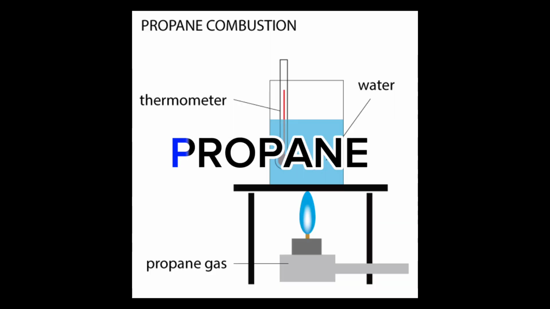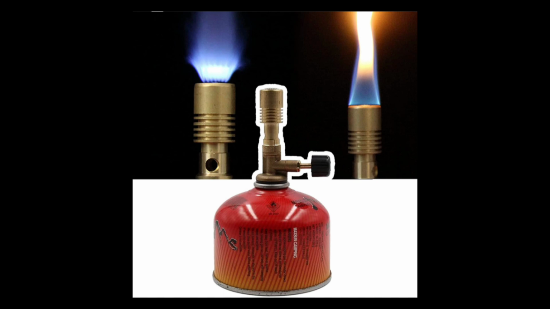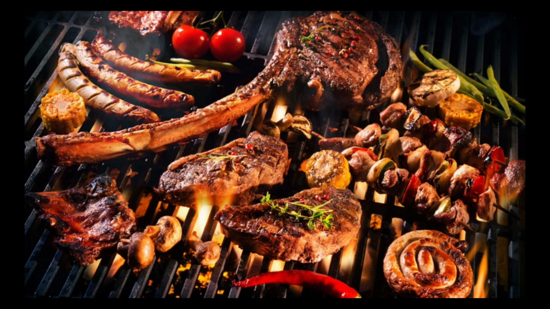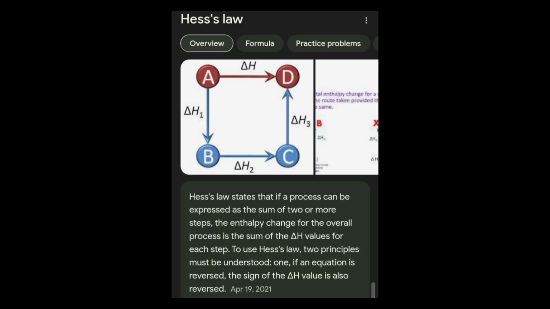D tier. Propane. Propane is an important tool in chemistry, as it's commonly used to heat reactants and initiate combustion reactions, like when you're cooking the meats on the grill. Its enthalpy of combustion is negative 2,220 kilojoules per mole, which can be calculated using Hess's law, which states the amount of heat involved in producing one chemical form from another is always the same, no matter how many stages are taken to obtain the desired product.